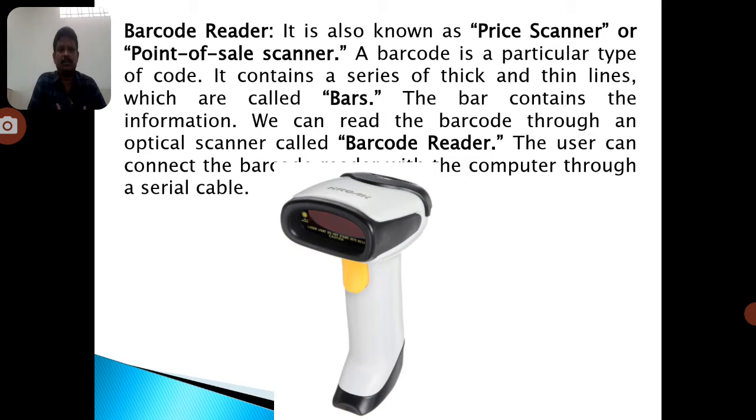We can read the barcode through an optical scanner called the barcode reader. That means with the help of this barcode reader only it can be scanned; that is an optical scan. Optical scan means whatever information is behind that particular barcode, the total information is scanned and displayed onto the screen. So this is a device which can collect information. Here also there is no manual operation; everything is taken in an automated way. The scanner is used to record the information contained in the barcode.